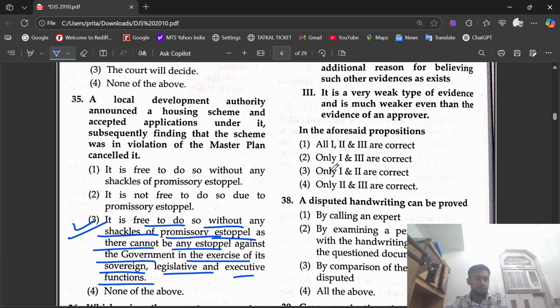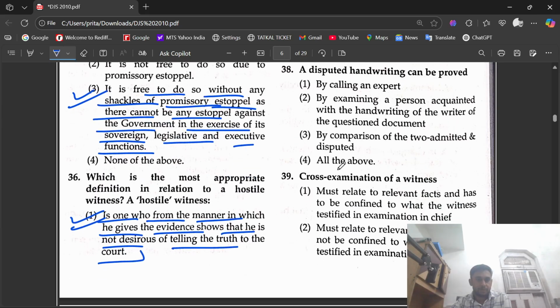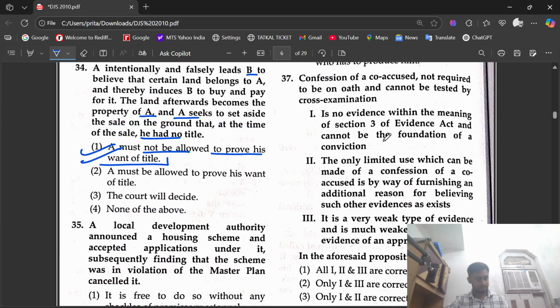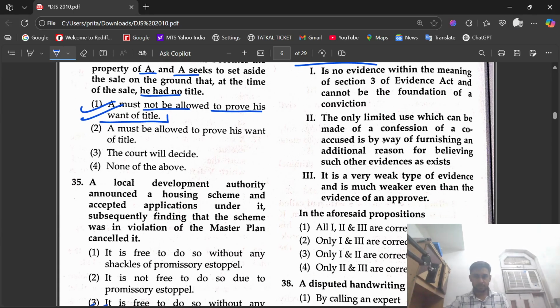Shall we continue? Question number 36 we have already done. See question number 37. Confession of a co-accused is not required to be on oath and cannot be tested by cross-examination. The right option for question number 37 is 4, that is only second and third.